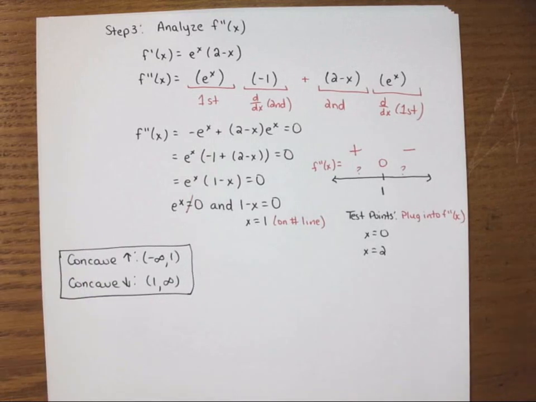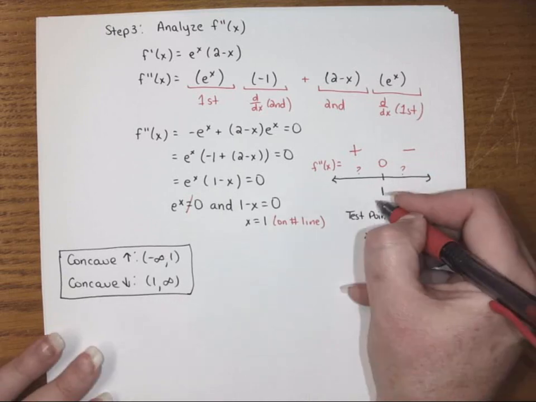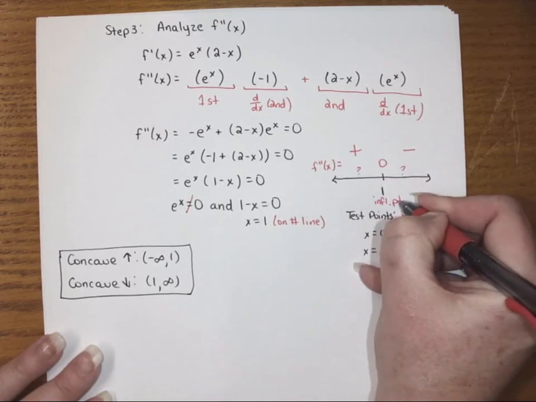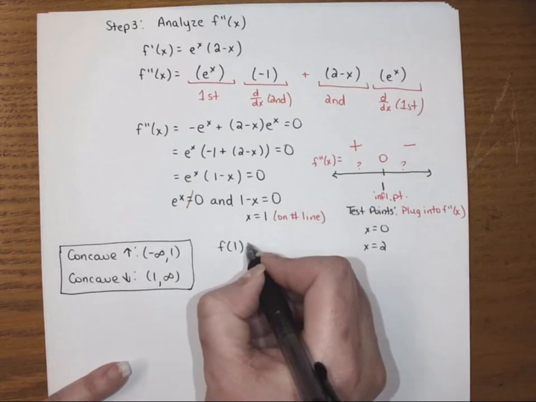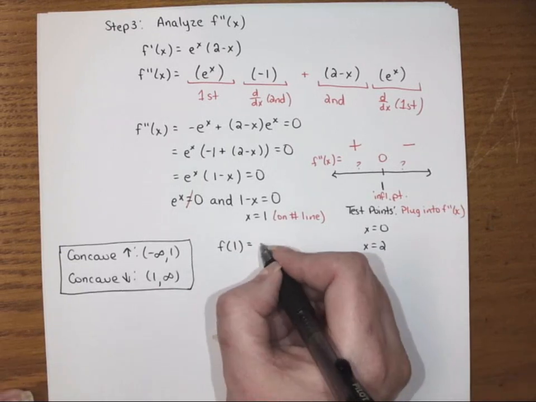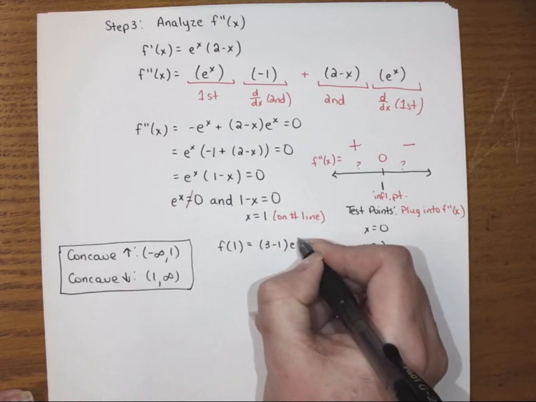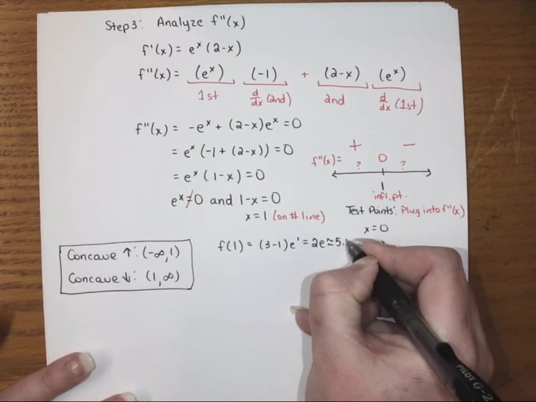Okay. One more thing the second derivative, remember, tells us is if we have a sign change, as long as it's defined at that value, then we actually do have an inflection point. So kind of like we did for that max in step 2, we're going to need to find f of 1, going back to the original function itself. So if you plug that in to the original function, it's going to look like 3 minus 1 parentheses and then e to the first. So if I wanted an exact answer, it would be 2e. But if I want a simplified, maybe decimal type answer, it's going to be about 5.4. You can just use your calculator for that.